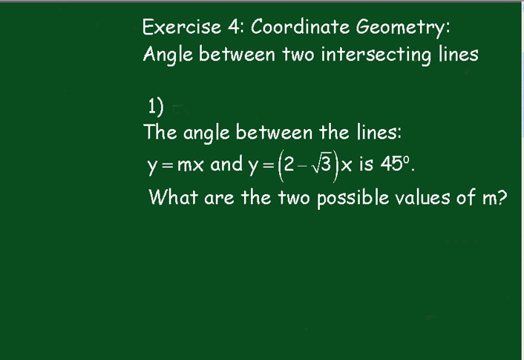Right, exercise 4, coordinate geometry, angle between two intersecting lines. Number 1 is just, there's only one to do here. The angle between the lines y equals mx and y equals (2 minus root 3)x is 45 degrees. What are the two possible values of m?